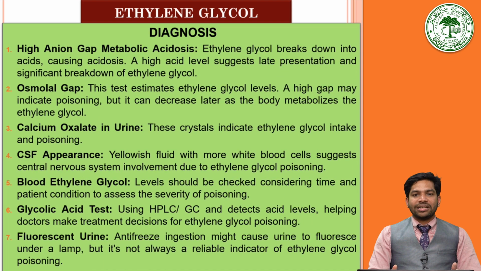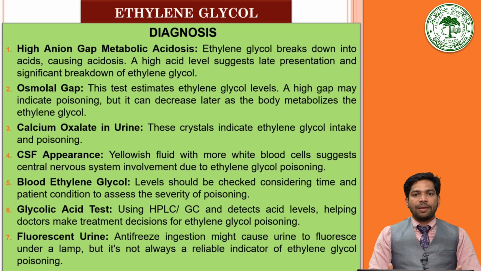Then for the diagnosis of ethylene glycol poisoning, here also the high anion gap acidosis is seen. Ethylene glycol breaks down into acids causing acidosis. A high acid level suggests the late presentation and significant breakdown of the ethylene glycol.